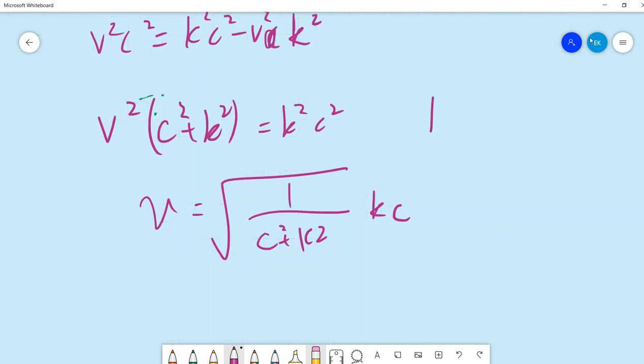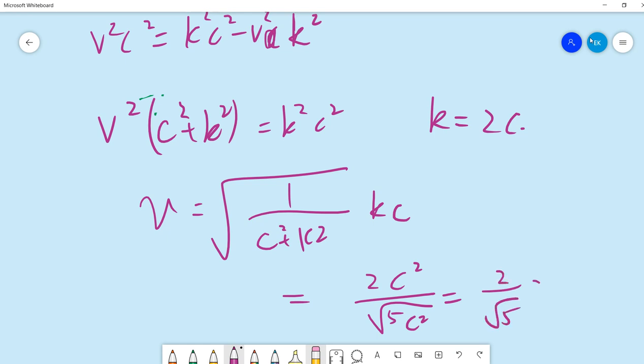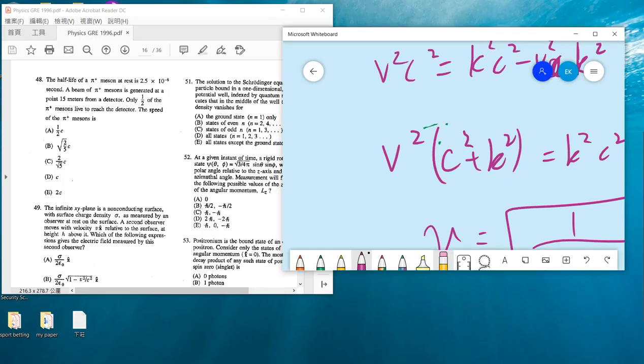Okay, so now k is 2c. So this is 2c squared divided by 5, square root 5c squared. So one of this. Computational not efficient. So the answer is C.